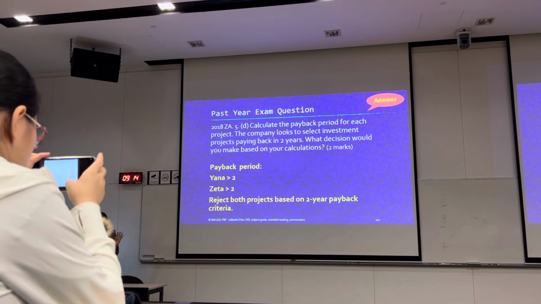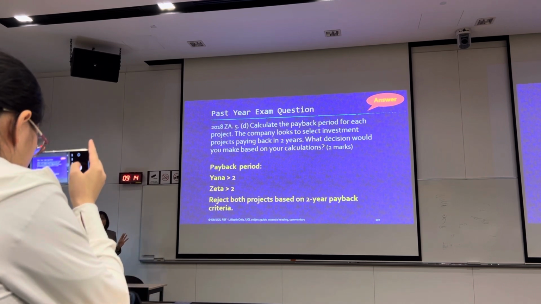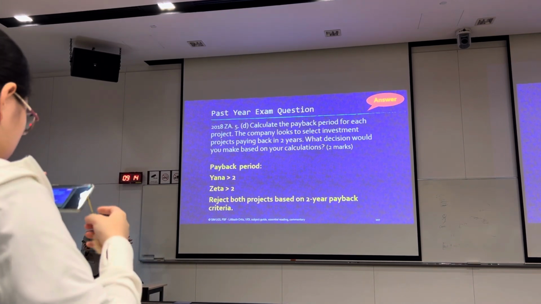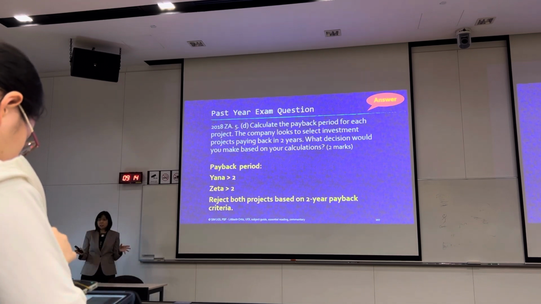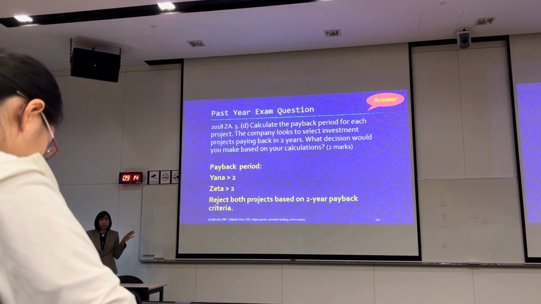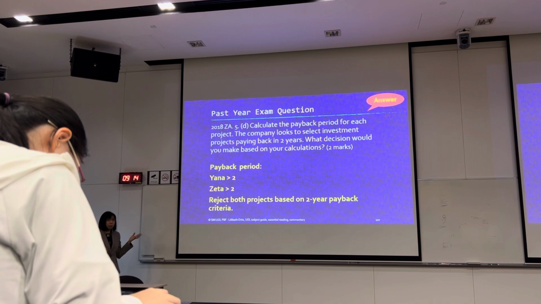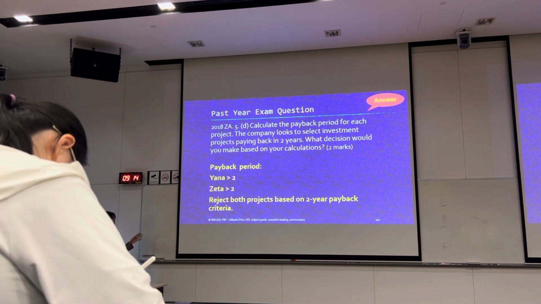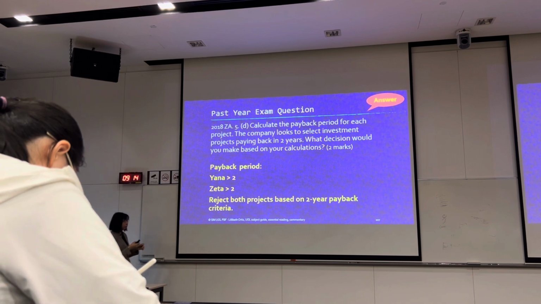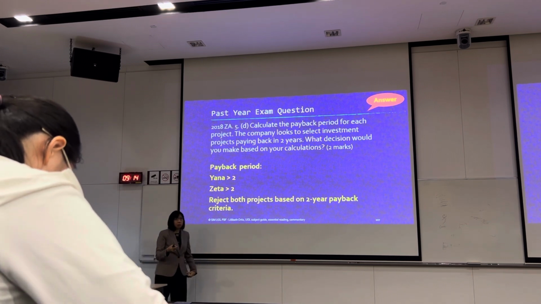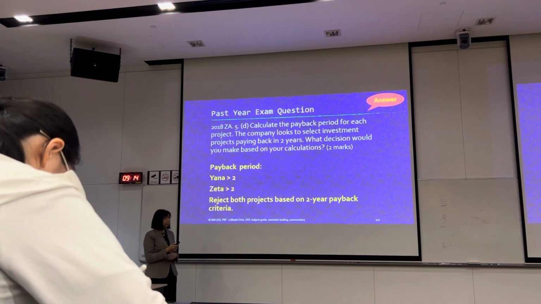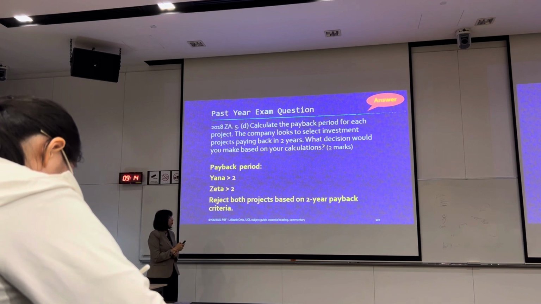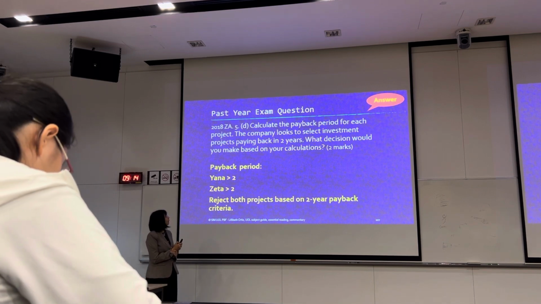Okay, so as you can see, it's a really crude, simple method. Maybe for non-finance people it makes sense, but it's too simple, right? You just reject both of these because it doesn't look like they're going to pay back in 2 years. All right?